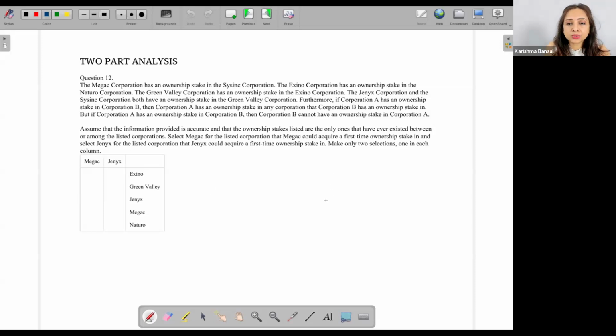So we know that we are going to say, okay, let's say when one corporation has a stake in another, we'll write that this has a stake in Sysync. We write it like this. Doesn't matter, whatever works for you, right? The Exino Corporation has an ownership stake in the Naturo. Okay, so E has stake in Naturo.